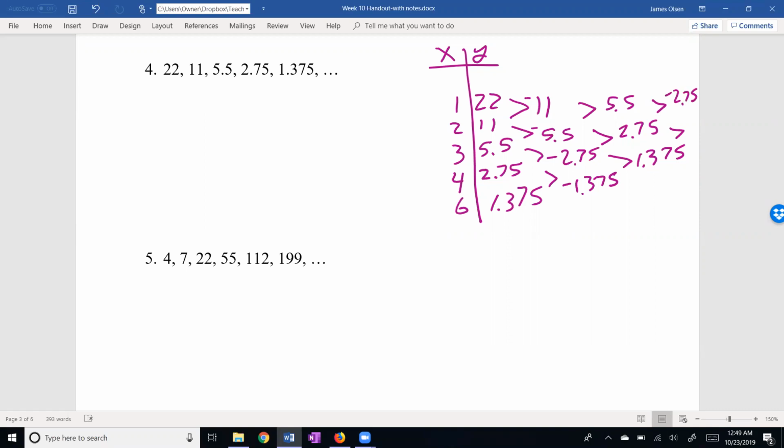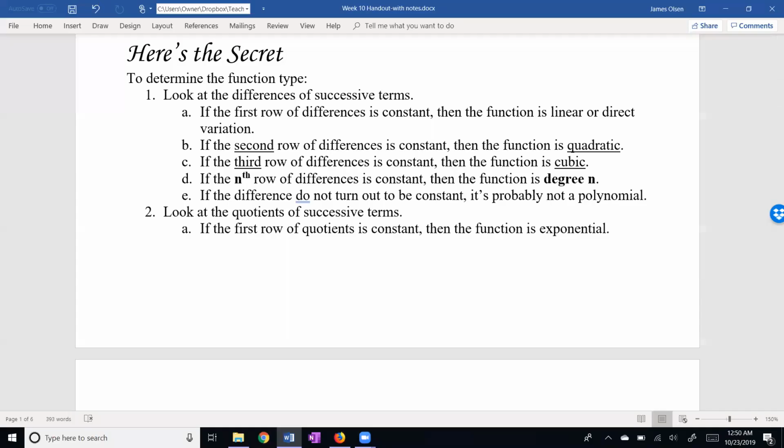And 1.375 minus 2.75 is negative 1.375. So I am not getting constant differences. So it's back to the drawing board. So I'm going to erase this. In our secret, if the differences do not turn out to be constant, it's probably not a polynomial.